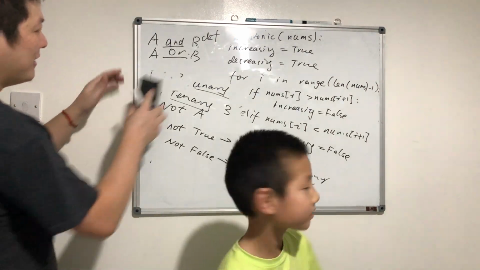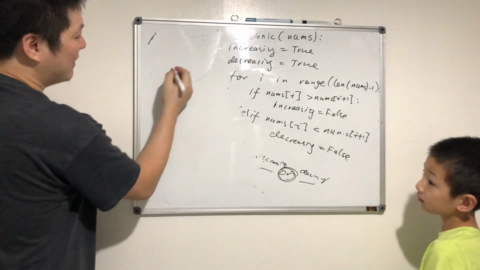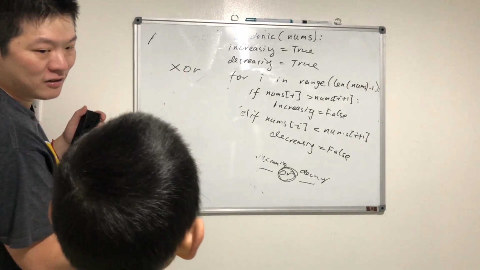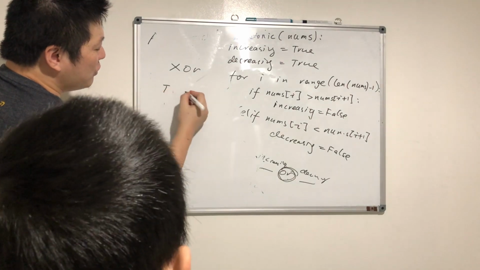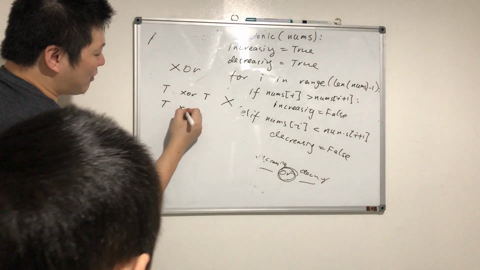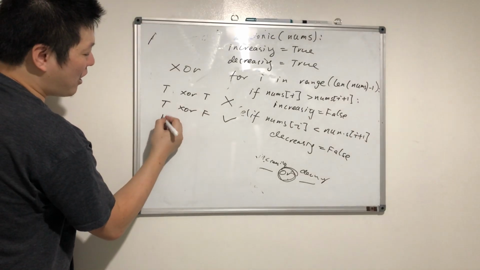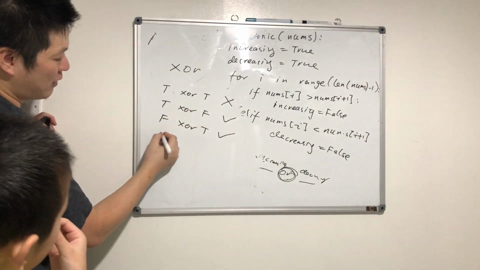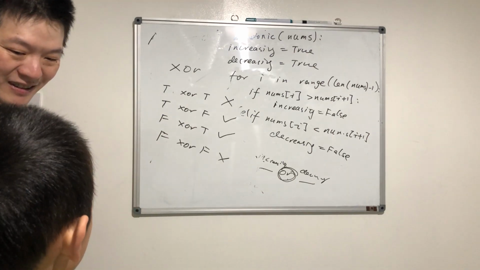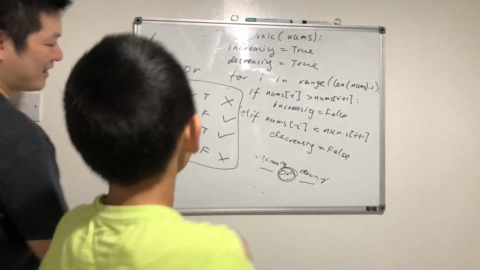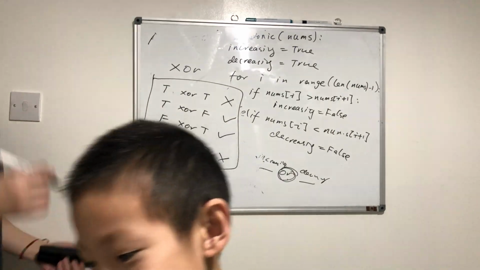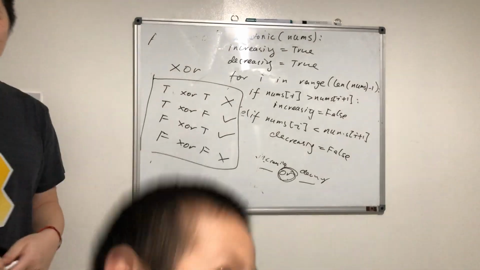And the last one: XOR, exclusive or. True XOR true equals false. True XOR false equals true. False XOR true equals true. And false XOR false equals false. So can you tell me the principle here? If they're both the same, it's false. If they're different, it's true. Well done, that's exclusive or.